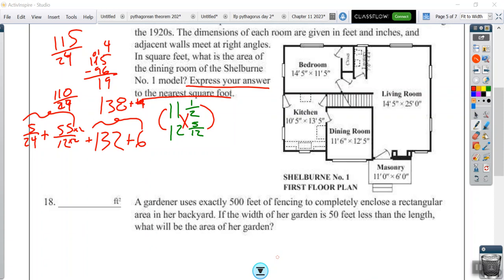Sorry about that. So we have the 4, so that gets us to 142. But 19 over 24, that's more than half, so that has to get rounded up to 143.